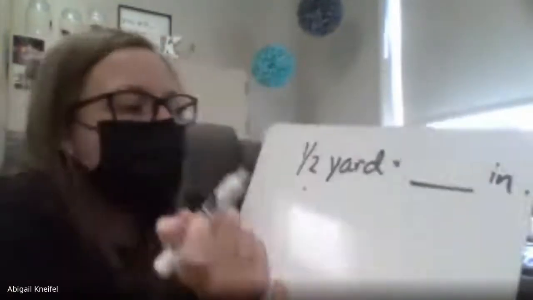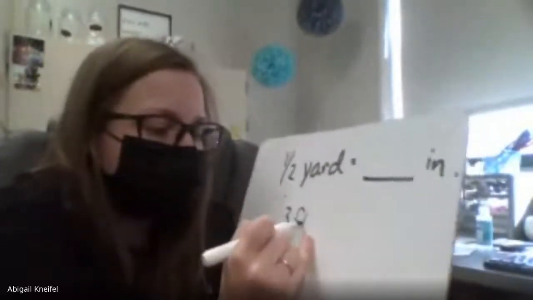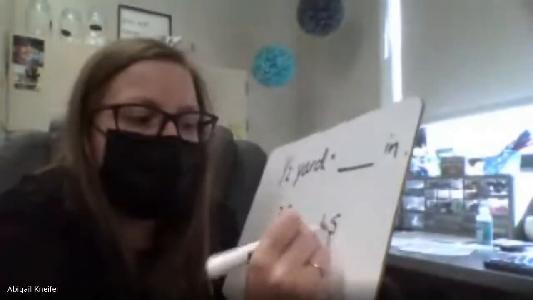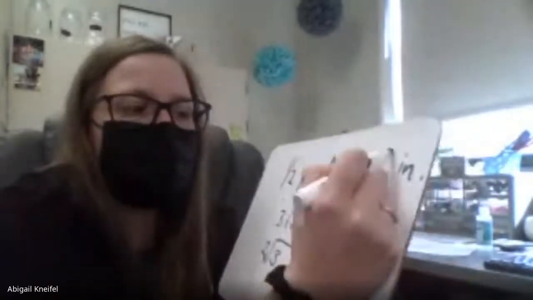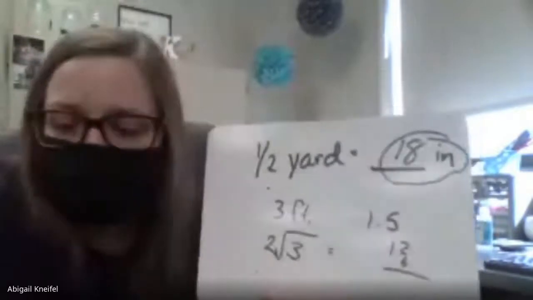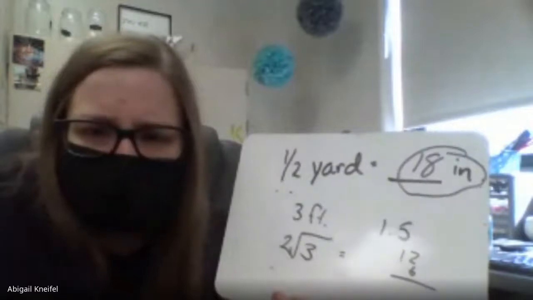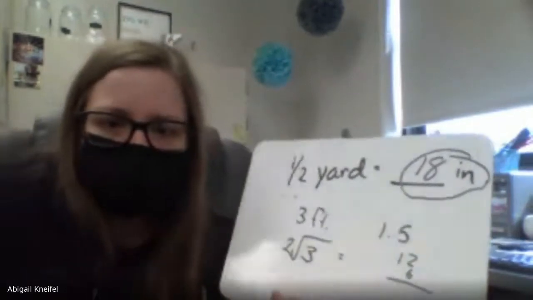All right. So, a half a yard. I need to know what a half a yard is. Well, we know a yard equals 3 feet, correct? So, I need to divide 3 by 2, which equals 1 and 1/2. 1 full foot is 12 inches. Half of a foot is 6. So, 18 inches is half a yard. Ooh, looks like we got it right, friends. Half a yard is 18 inches. Now, you guys know that forever.